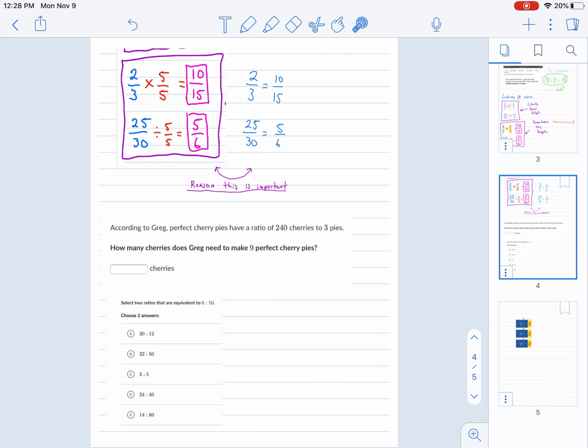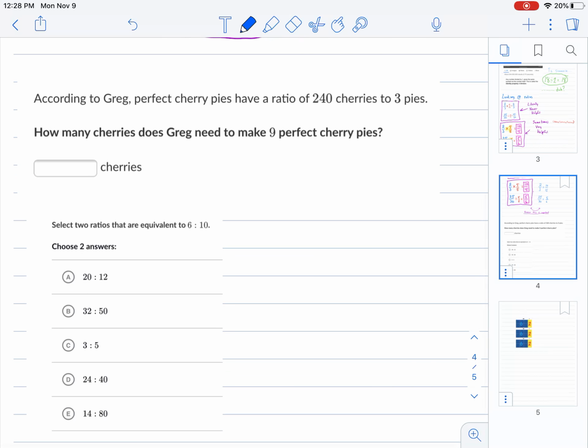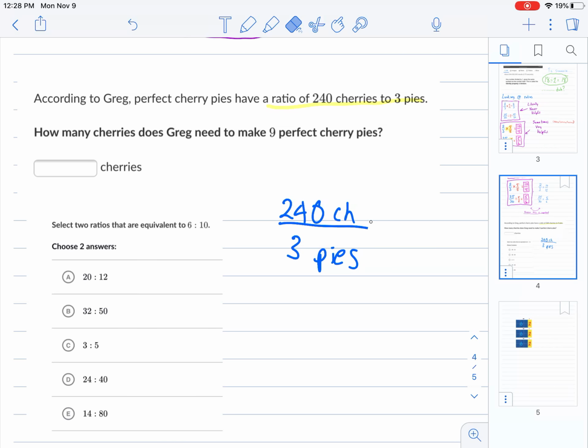So, this will be important when you start working on your work. According to Greg, perfect cherry pies have this ratio. That's probably important because that's what we just learned about. So right off the bat, I'm going to set that up. 240 cherries, 3 pies. That'll be my ratio. I'm going to make it look nice.